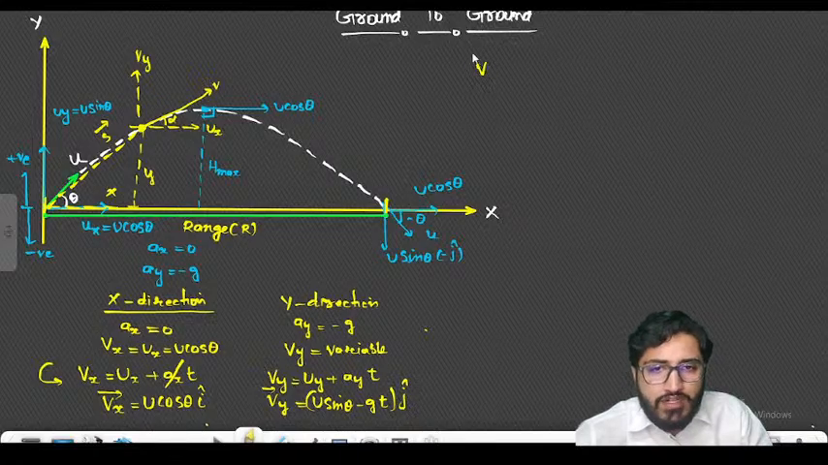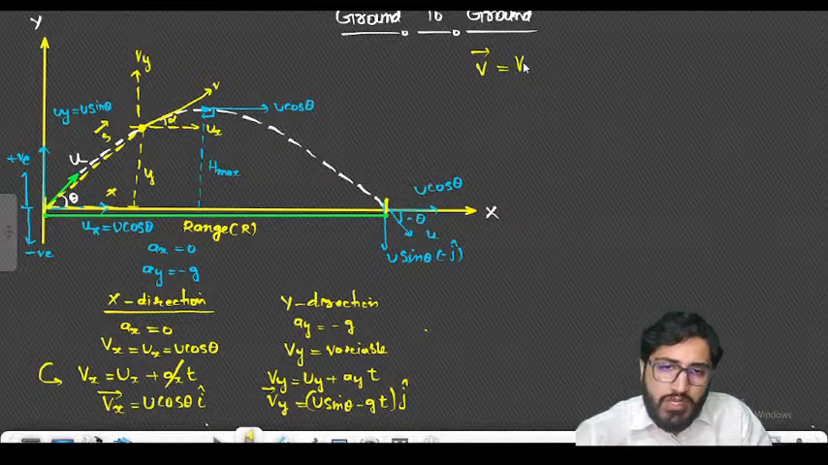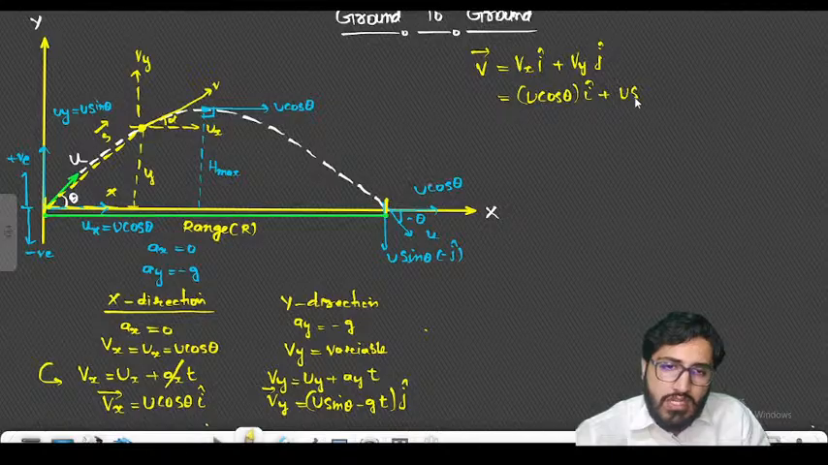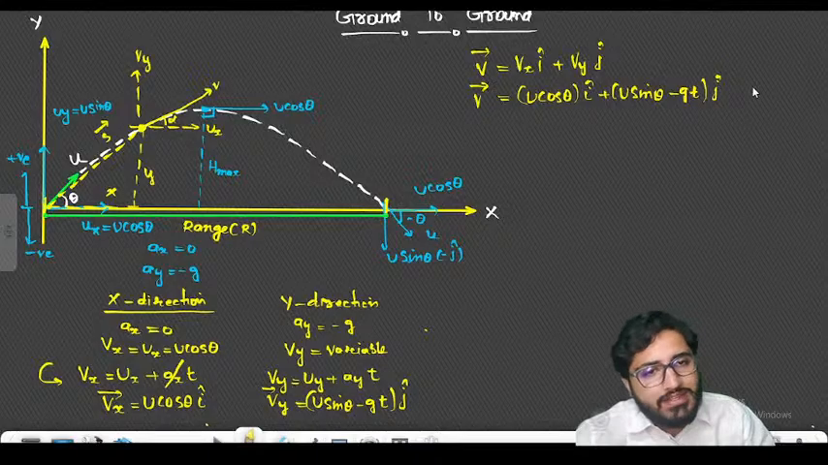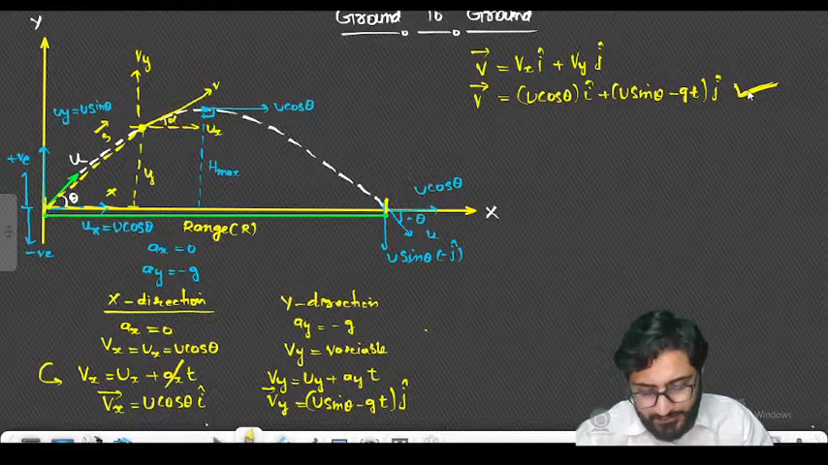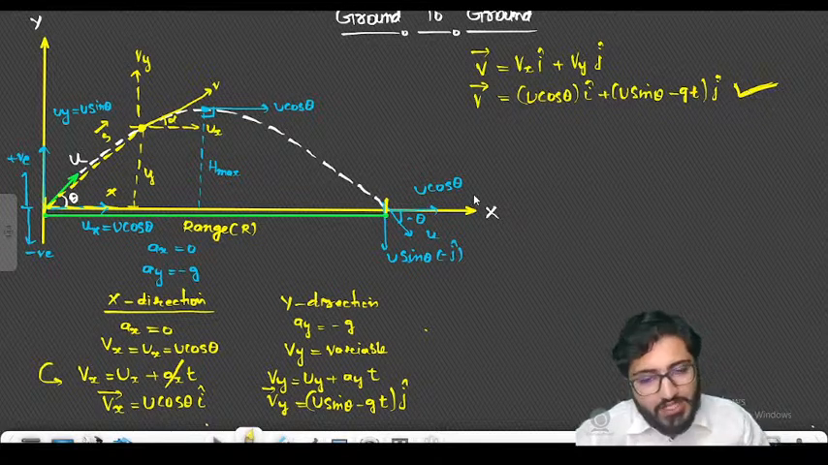So this is my net velocity. Net velocity is vx in the i direction plus the second one in the j direction. What is vx? I can write u cos theta i cap plus (u sin theta minus gt) j cap, this velocity. The only thing that you need to remember from this slide up to now is only this equation. Only this equation that you need to remember.